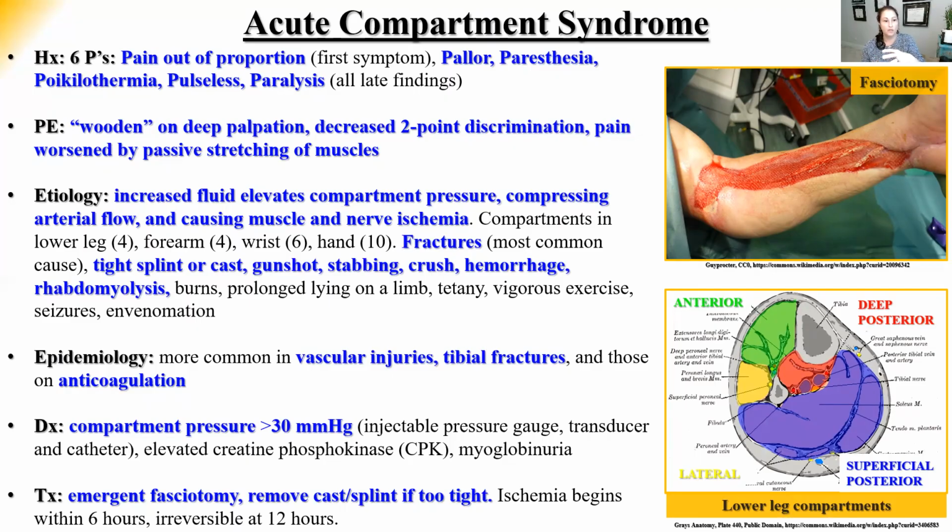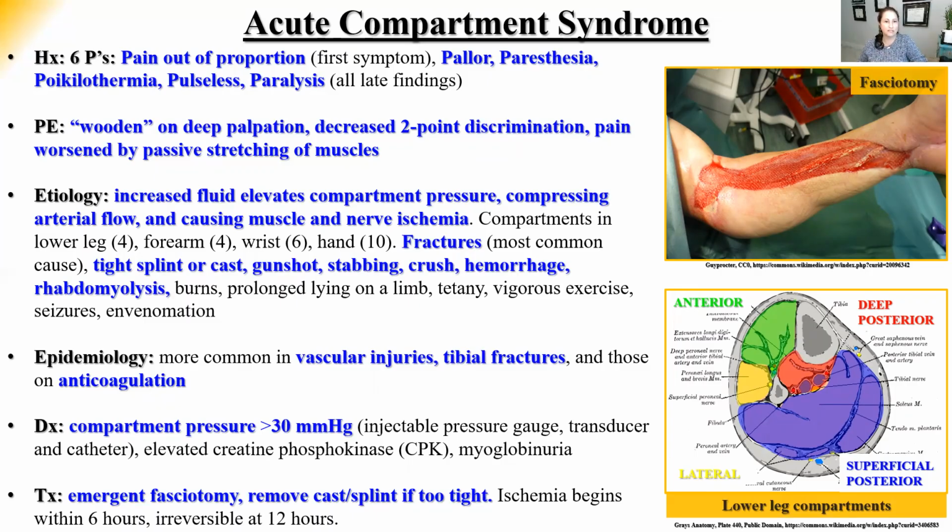That's important. We know that there are several compartments in several areas of the body. So the lower leg has 4, the forearm has 4, the wrist has 6, and the hand has 10. The most common cause of acute compartment syndrome is going to be fractures, and tibial fractures specifically. Tight casts or tight splints can cause an acute compartment syndrome because you have this non-expanding restriction of that area. And as that area swells, you have that restriction on there.